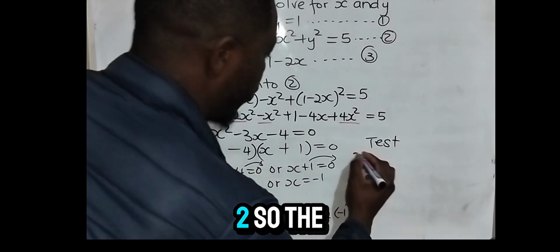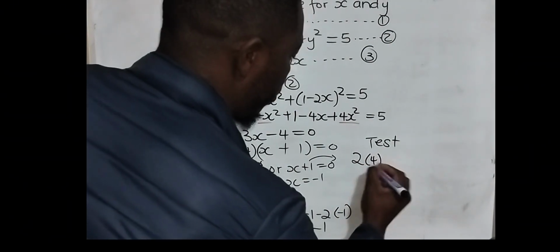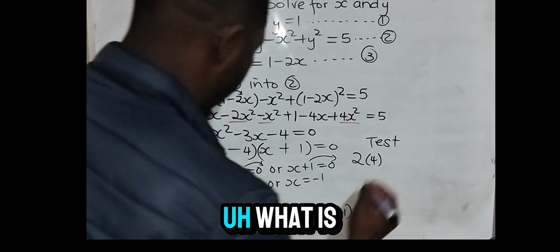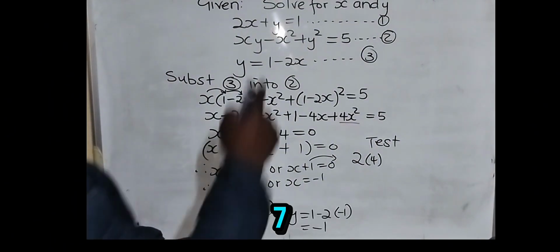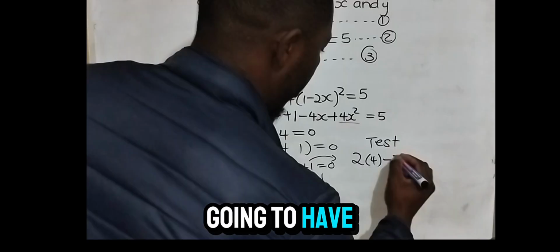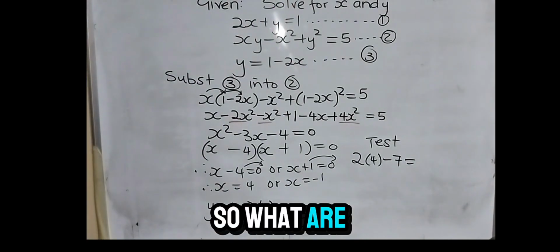Right? 2. So the value of x is 4 times 4. What is the value of y? When x is equal to 4, the value of y is negative 7. So here we're going to have negative 7 and see what we obtain.